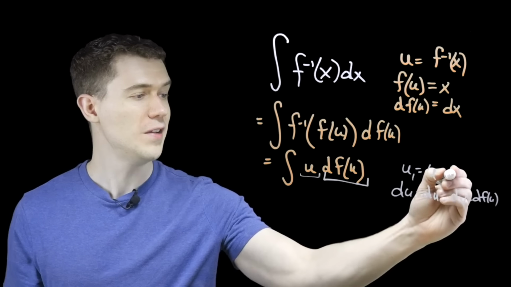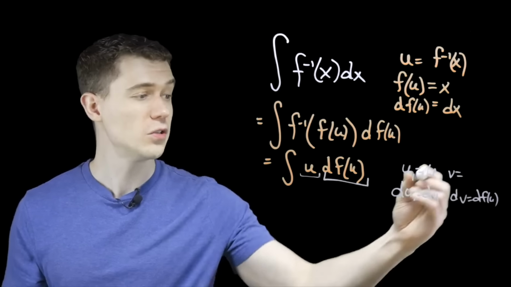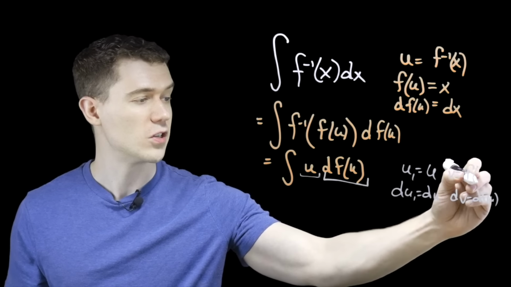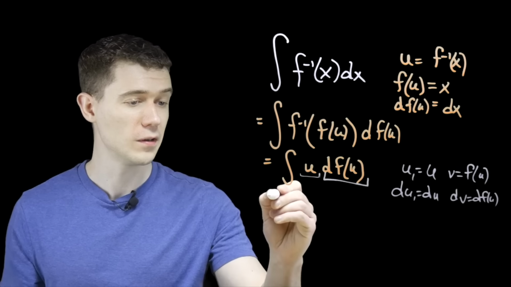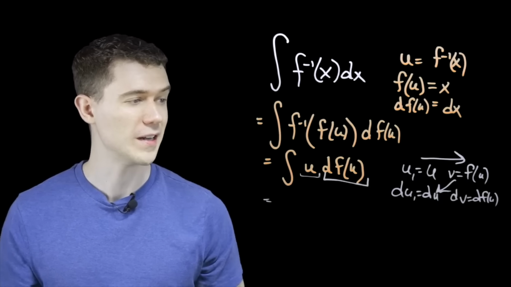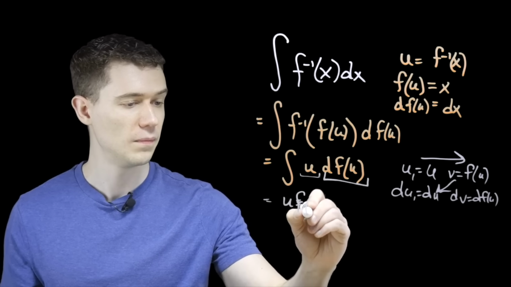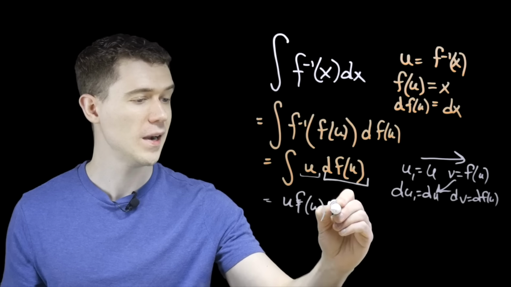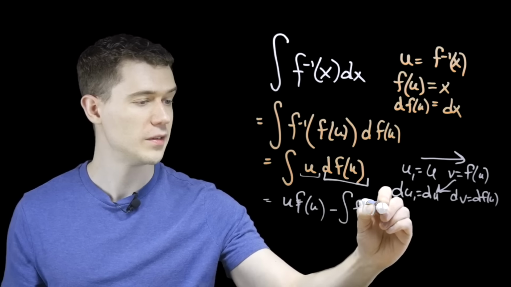And to get v, we would antiderive. Well, what's the antiderivative of the differential? It's simply the function itself, f of u here. So now apply integration by parts. I like to do arrow this way minus arrow this way. That's how I remember it. So it will be u f of u minus the integral of f of u du.